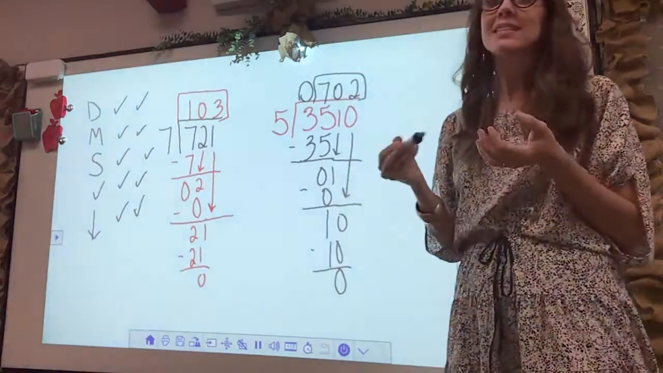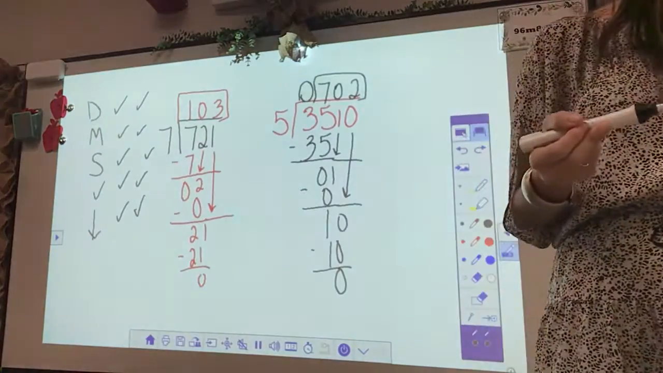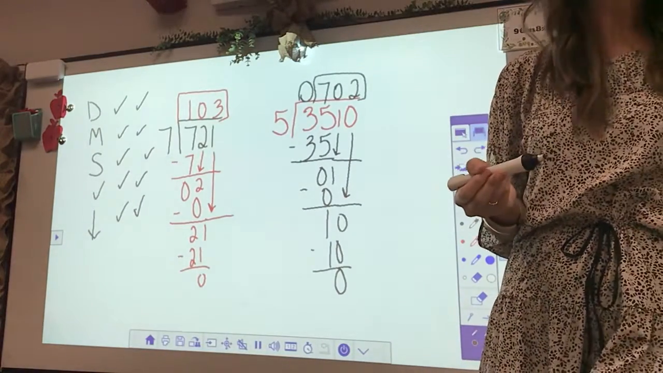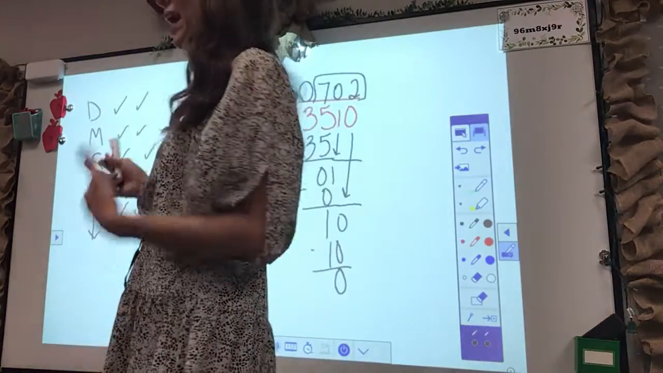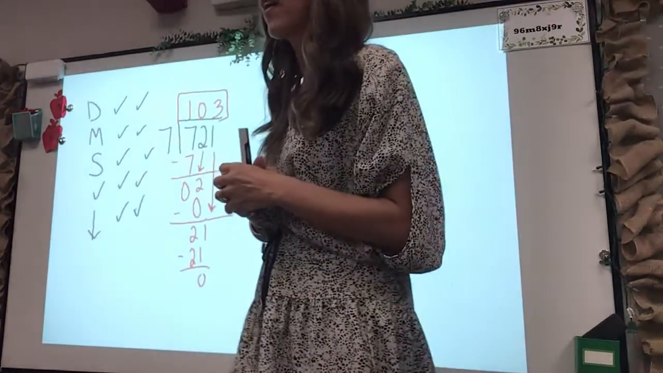702. Not too difficult, right? You think you got it? Yes. That's the only thing that's different today, our zeros in the quotient, all right?